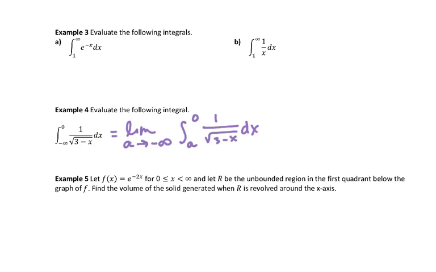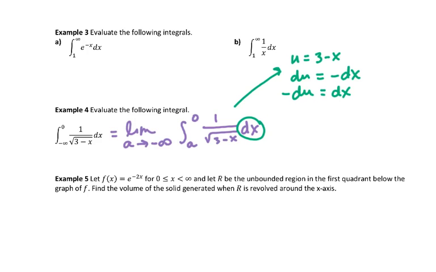Now, here's the issue. We don't have a nice, easy function to find the antiderivative of. In fact, you really need to use u substitution for this one. So in theory, I'm just going to come up here and say u is equal to 3 minus x. So du would be equal to negative dx, but I do not see a negative in my original function, so I'm going to make that negative du equals dx, which I see right here.